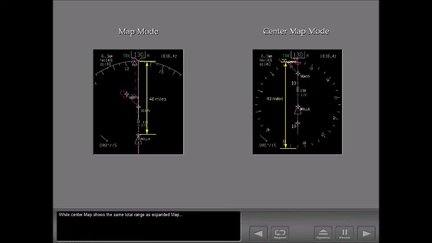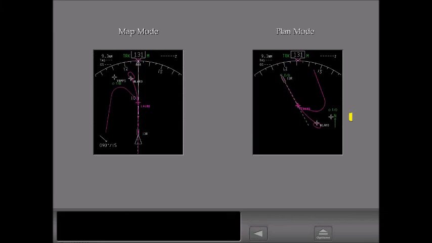While center map shows the same total range as expanded map, the forward range is only half the expanded distance. Plan mode displays non-moving map information in a center format, but always oriented to true north. We'll discuss plan later, but first, let's look at some differences between the map and VOR approach displays.